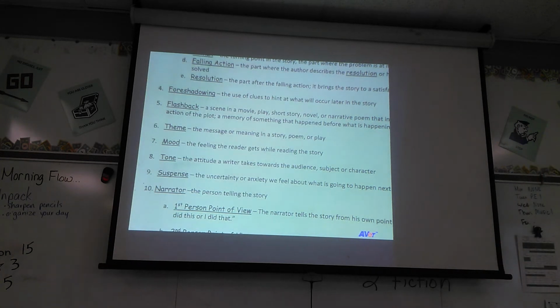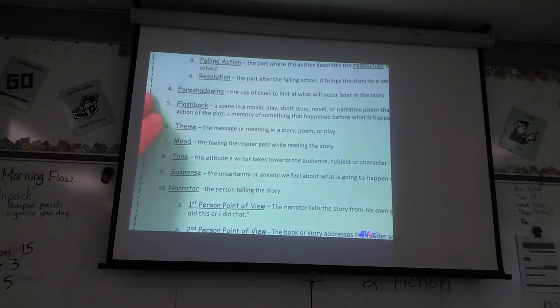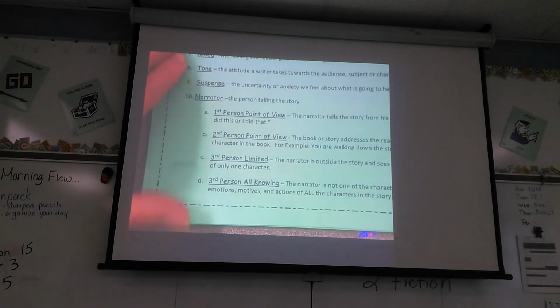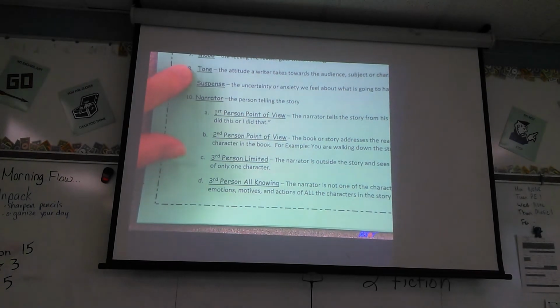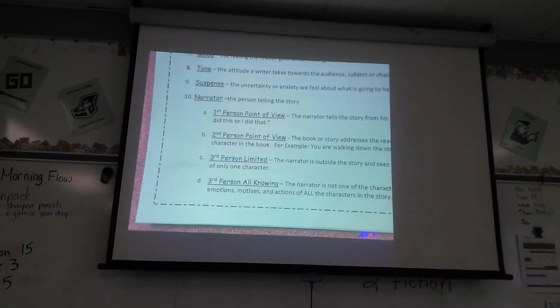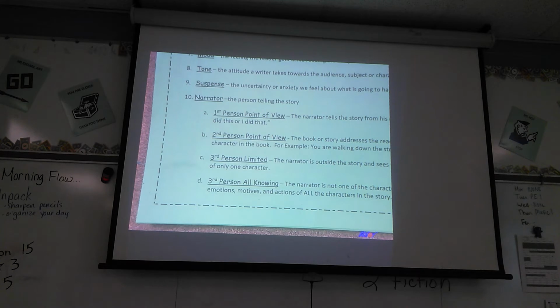Okay. Theme, we learned how to do theme yesterday. Mood, we talked about that this morning. The mood is how you as the reader feel, reading the words and living in the book. But tone is the attitude that the writer is using. Okay? When you're writing an essay, you want to sound like you're an authority. You want your tone to be that of someone who is an expert.